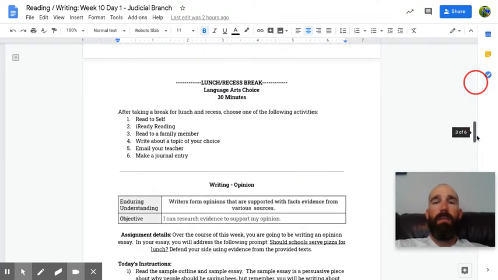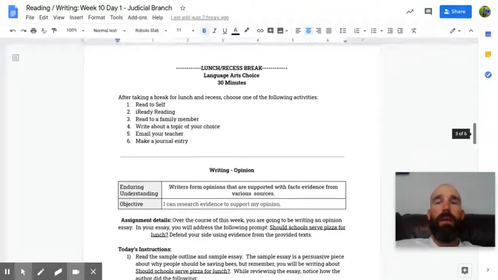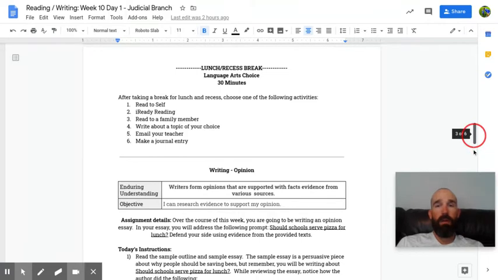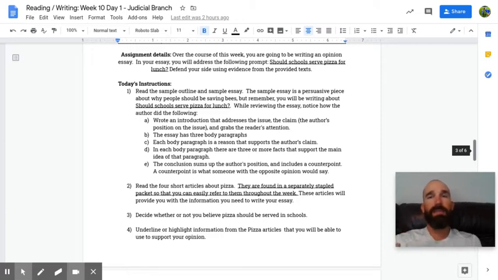Then we have opinion writing this week. All the examples that are given about opinion writing this week are about a different topic. They are going to be about bees. Now, you are not writing about bees. You are writing about pizza. Within your packet, there are different articles about pizza. There's a separate little stapled copy about pizza. So you need to use the information from the pizza articles to help write your opinion about schools and should schools serve pizza for lunch.